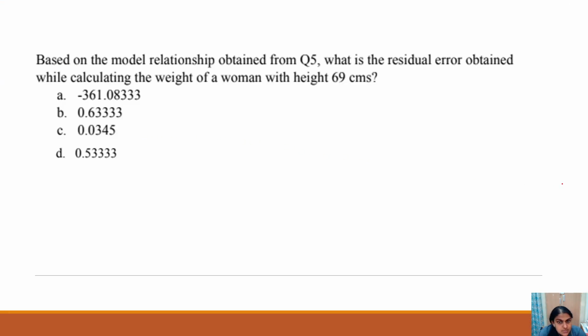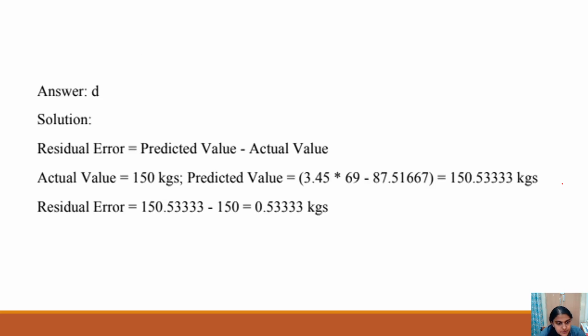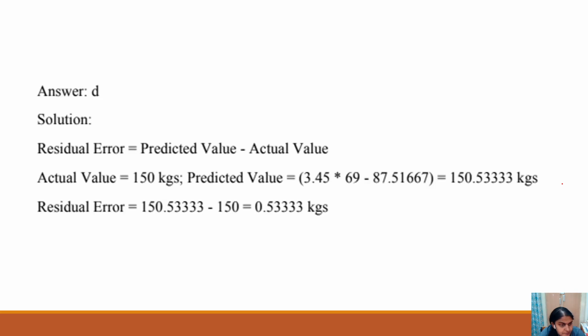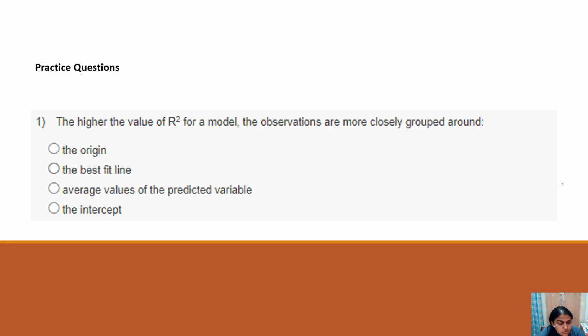So that is this one. I have already given that. Residual error was asked in the problem, so it is answer D, 0.53333. Now you can answer this one. The higher the value of r square for a model, the observations are more closely grouped around.